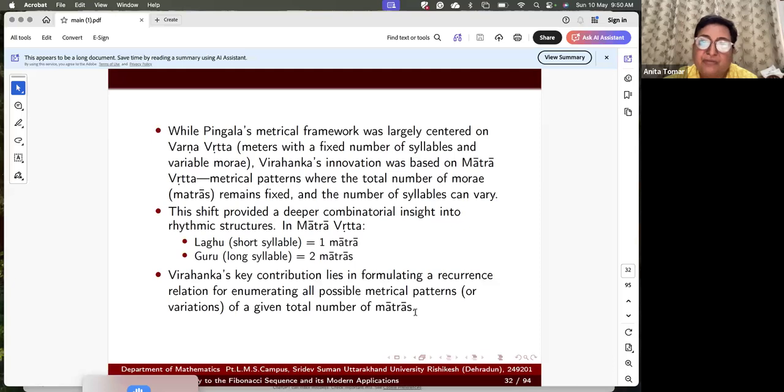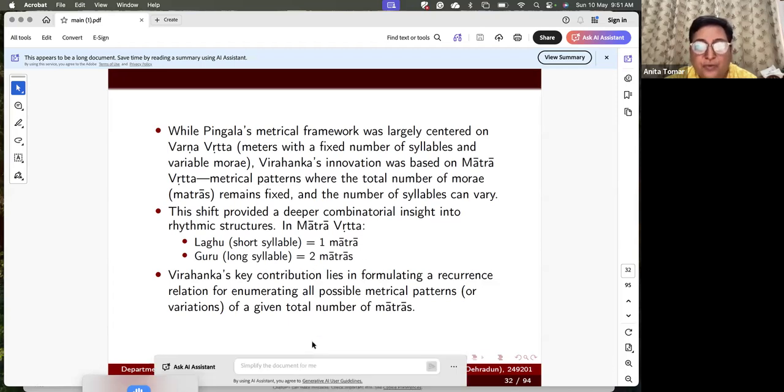While Pingala's metrical framework was largely centered on the Varnavrata, Virhanka's innovation was based on the Matravrata metrical pattern, where the total number of morae remains fixed and the number of syllables can vary. So this shift provided a deeper combinatorial insight into rhythmic structures. In Matravrata, Laghu means one matra, Guru means two matra.